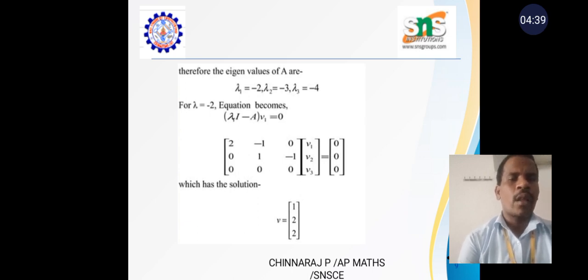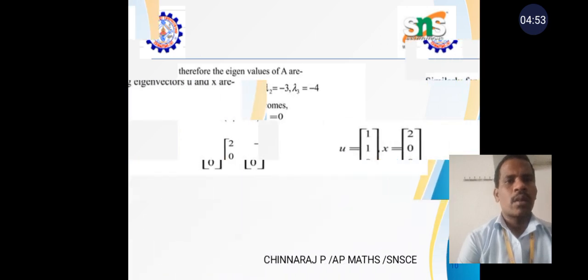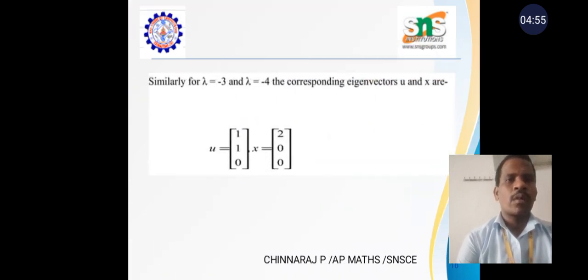Next, we can find the eigenvectors for the corresponding eigenvalues. For lambda equal to minus 2, the corresponding eigenvector is (1, 2, 2). So next, lambda equal to minus 3 and lambda equal to minus 4. The corresponding eigenvectors are (1, 1, 0) and (2, 0, 0).